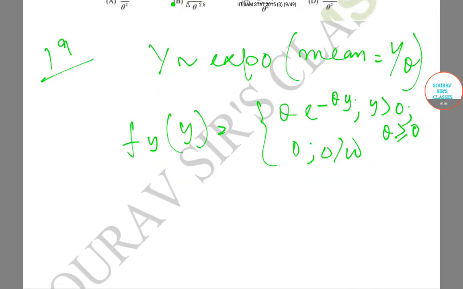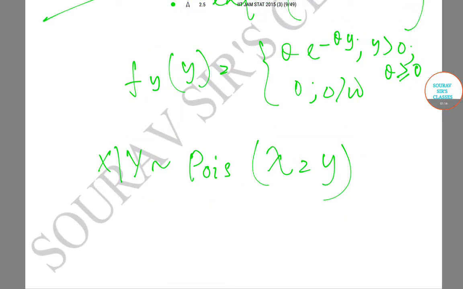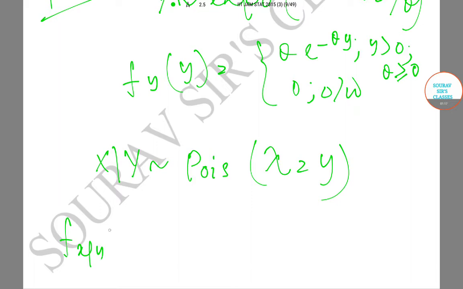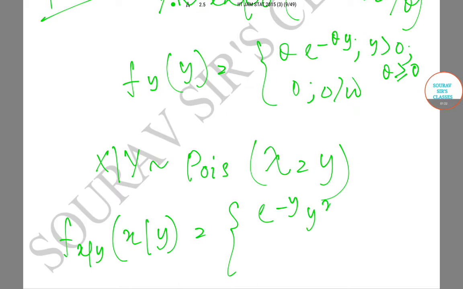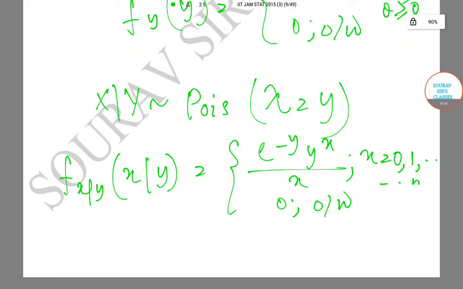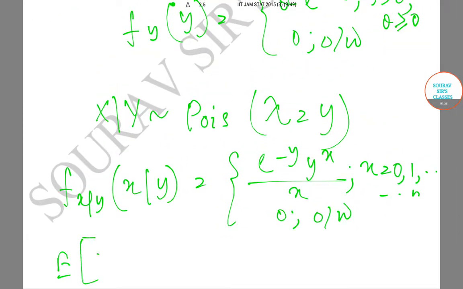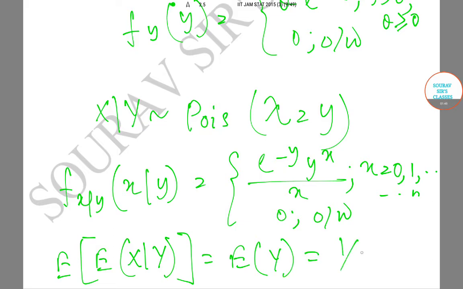Now we are also given that X given Y follows a Poisson distribution with lambda equal to Y, and this gives us f(x given y) is equal to e to the power minus y, y to the power x by x factorial, for x equal to 0, 1, and this goes until n, and 0 otherwise. So we can say that the expectation of X given Y is given by Y, and the expectation of Y is equal to 1 by theta.